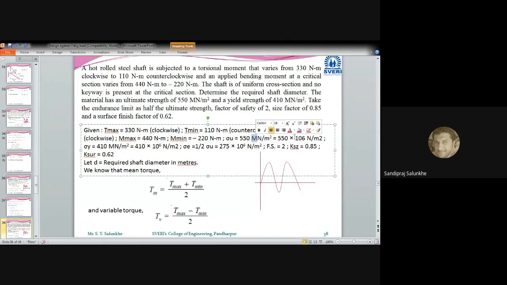You have to take care of this mega Newton. You have to convert it into Newton. Mega Newton is nothing but 10 raised to 6. So 550 into 10 raised to 6 Newton per meter square. Now listen carefully, it is meter square. If you want to convert it into millimeter square, then what do we have to do?